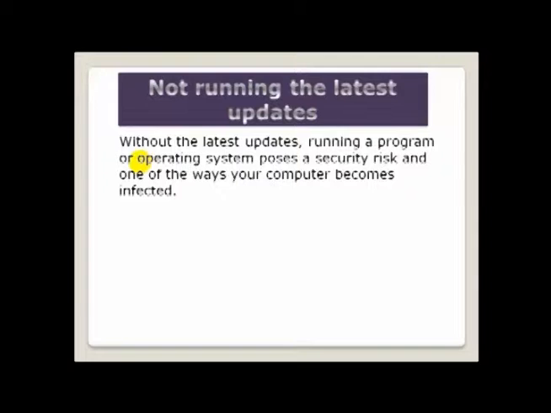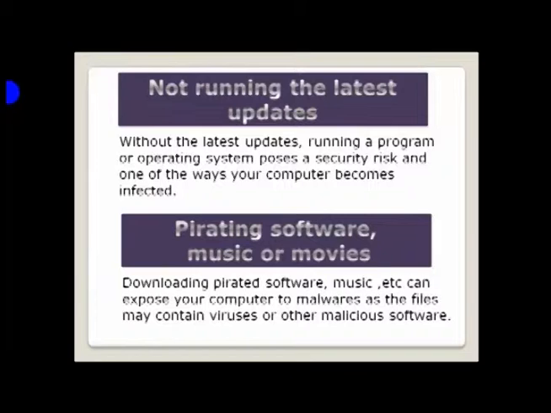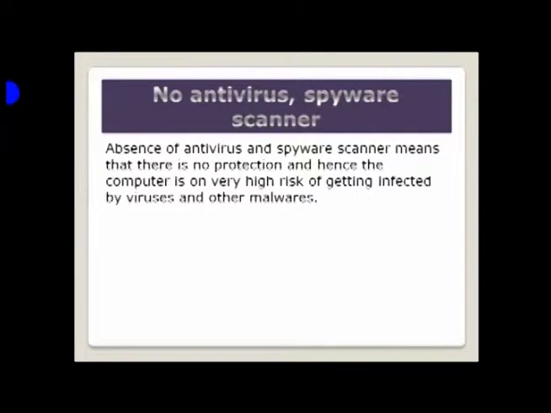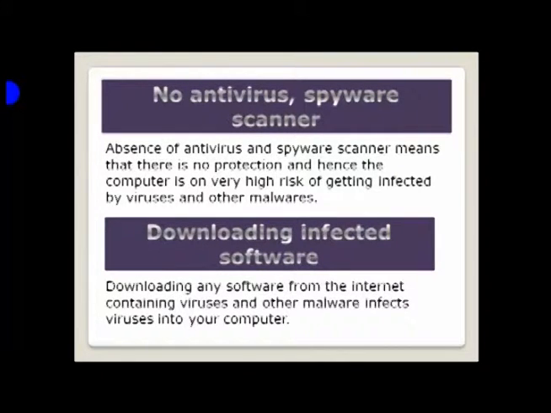Without the latest updates, running a program or operating system poses a security risk, and is one of the ways your computer becomes infected. Pirating software, music, or movies. Downloading pirated software, music, etc. can expose your computer to malware, as the files may contain viruses or other malicious software. No antivirus or spyware scanner. Absence of an antivirus and spyware scanner means that there is no protection, and hence the computer is at very high risk of getting infected by viruses and other malware. Downloading infected software. Downloading any software from the internet containing viruses and other malware infects your computer with viruses.